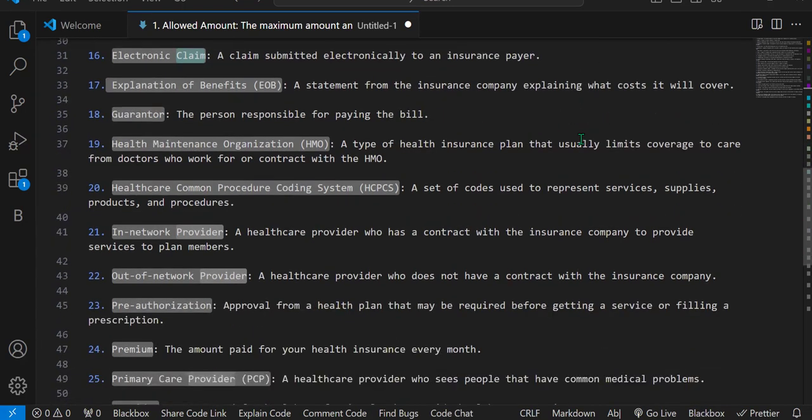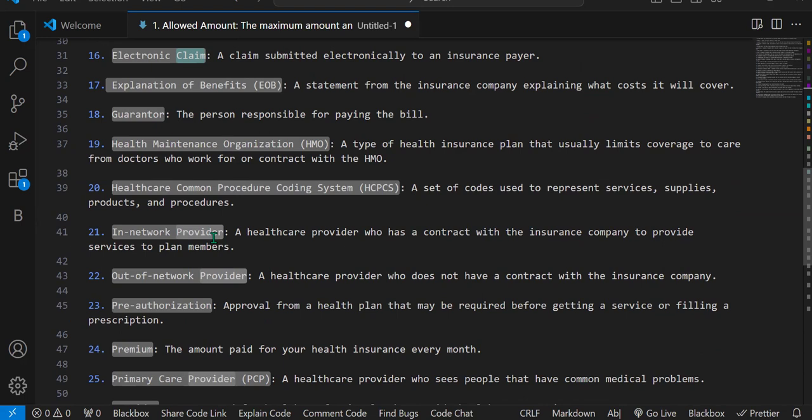And we have to know what is an in-network provider and an out-of-network provider. These two are very important. A healthcare provider who has a contract with an insurance company to provide services to plan members. So the doctor makes a contract with the insurance company to provide services to plan members.